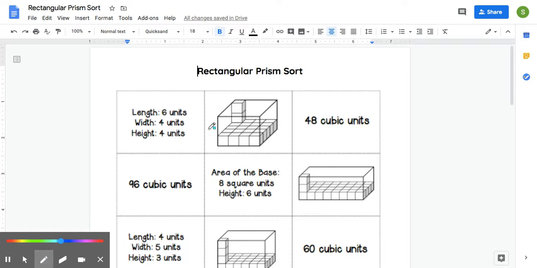So we have one rectangular prism up here, I see. So let's figure this one out. We need to find out its dimensions. So we need the length, the width, and the height. So let's count the length. That's going to be the part that's across the front here. We have 1, 2, 3, 4. Our length is 4 units.